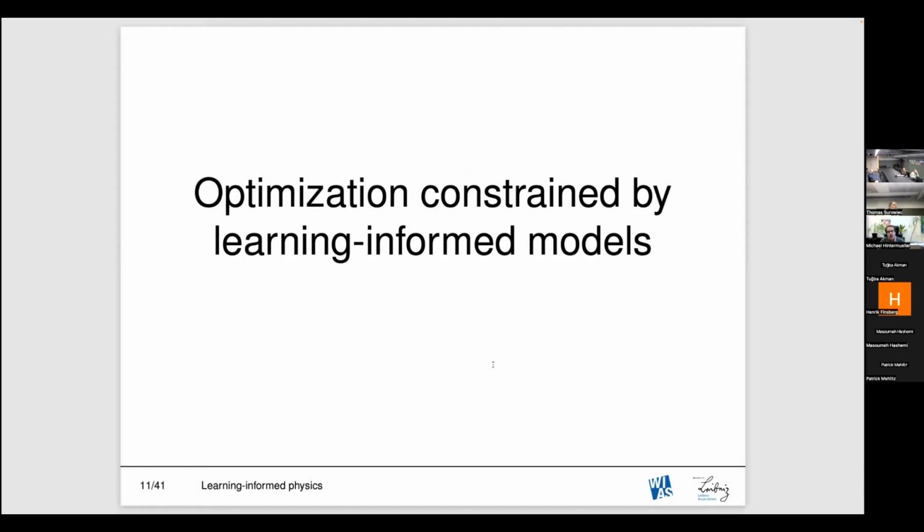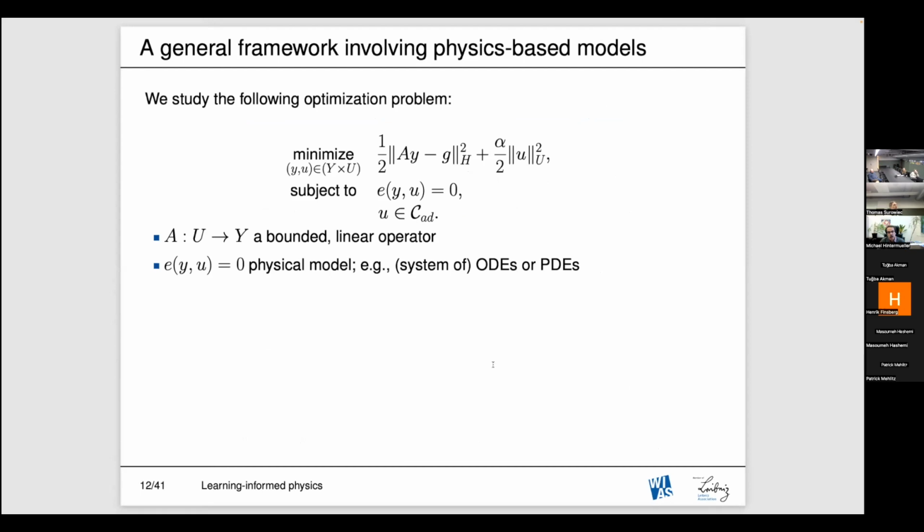Now, I'll go back to my initial second slide about this green box and talk a bit about optimization constraint for learning-informed models. And for this sake, I'll go again back to this problem which you've seen in the green box, which is minimizing a specific objective. It could be slightly different objectives. That's not the major point, but these tracking type objectives are very often seen in practical applications, but again, you could use other objectives as well.